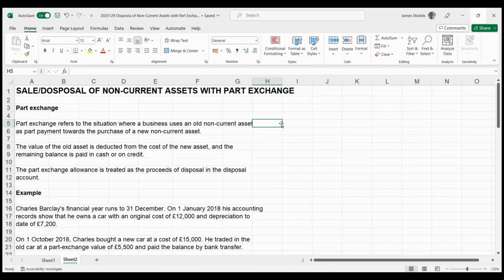Part exchange refers to the situation where a business uses an old non-current asset as part payment towards the purchase of a new non-current asset. So the value of the old asset is deducted from the cost of the new asset, and the remaining balance is paid in cash or on credit. Then the part exchange allowance is treated as the proceeds of disposal in the disposal account. Right, let's have a look at an example of this now, to make a lot more sense of it.